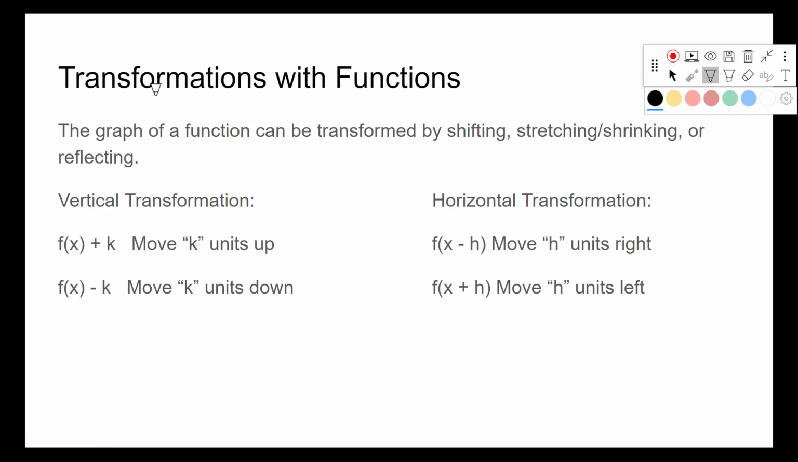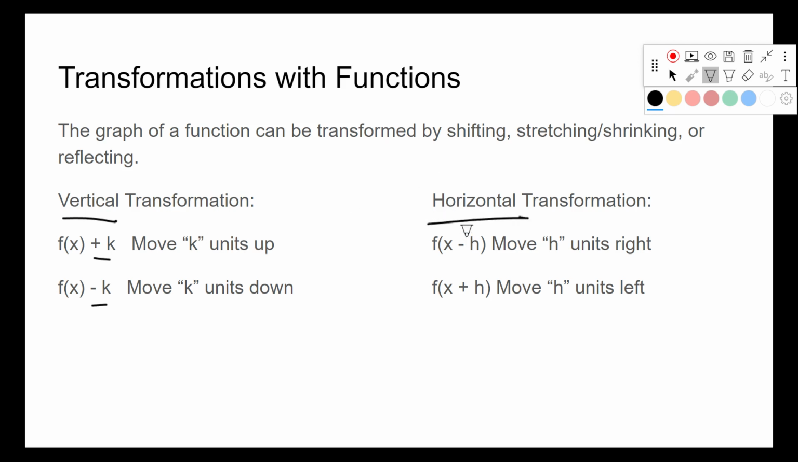Okay, so the graph of a function can be transformed by shifting it, moving it left and right, stretching it, shrinking it, or reflecting it, flipping it over the x-axis, flipping it over the y-axis, whatever it may be. So here are our transformations. A vertical transformation moves the graph up and down. We can find that transformation by taking the function and adding a value, k, or subtracting a value, k. If I add k, it moves the graph k units up. If I subtract it, it moves it k units down.